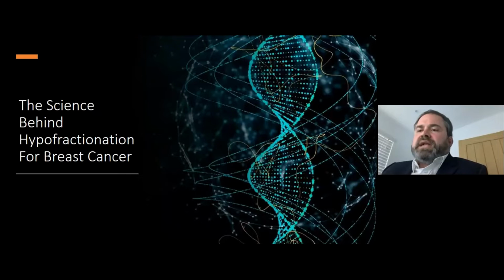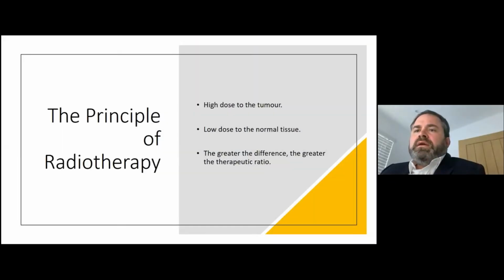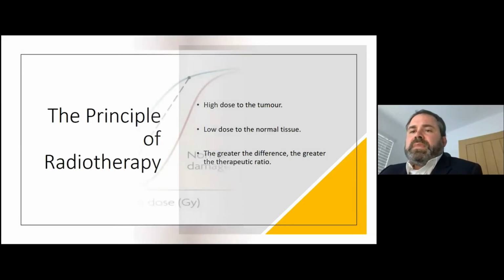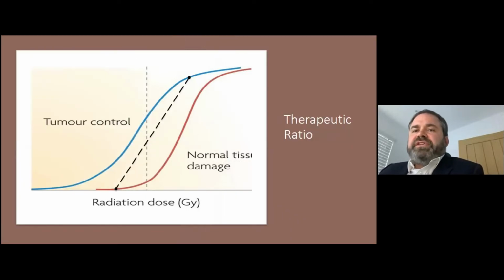So what's the science and rationale behind hypofractionation? Next slide. The principle of radiotherapy that we practice is to deliver a high dose of radiation to the tumor and a low dose of radiation to the normal tissue, and the greater the difference between those two, the greater the therapeutic ratio. Next slide. Here we see the therapeutic ratio. The blue line is tumor control, the red line is normal tissue damage, and as we increase the dose of radiation, you improve tumor control, but you cause more normal tissue damage. What you want to achieve is that black dotted line where you see tumor control with reduced normal tissue damage. Next slide, please.